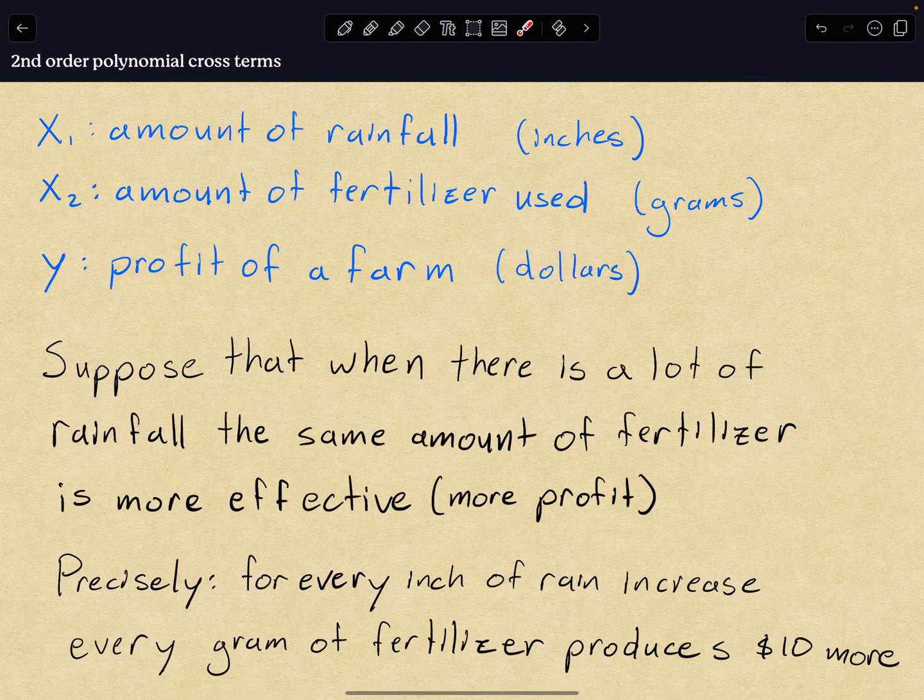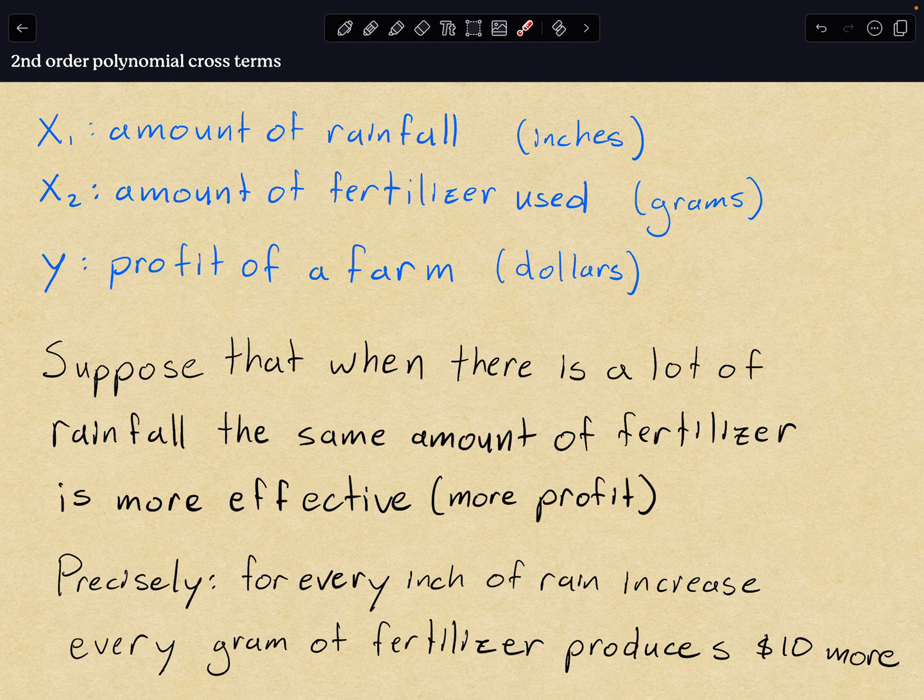I just wanted to make a short video explaining what some of the terms in the second order polynomial kind of mean and why they're useful to have. Okay, so here's the example. I do this through an example.